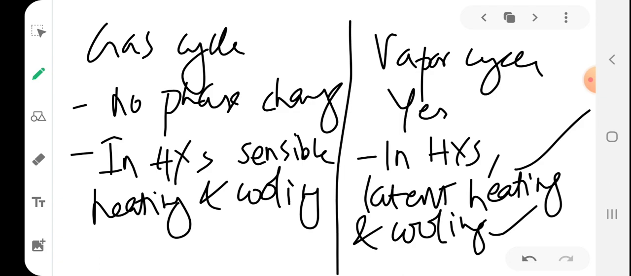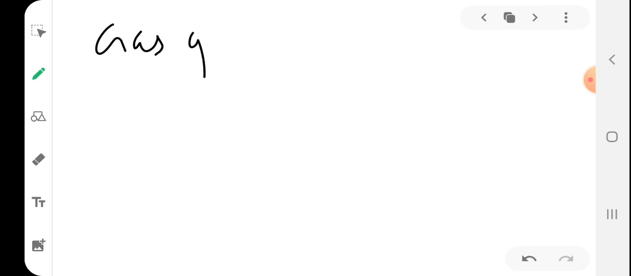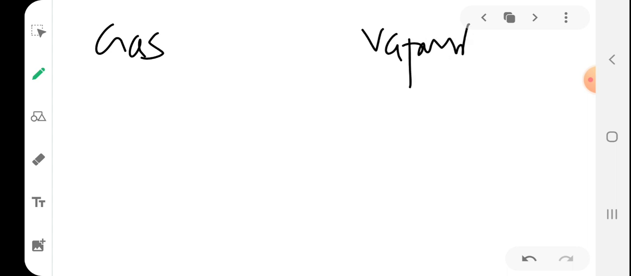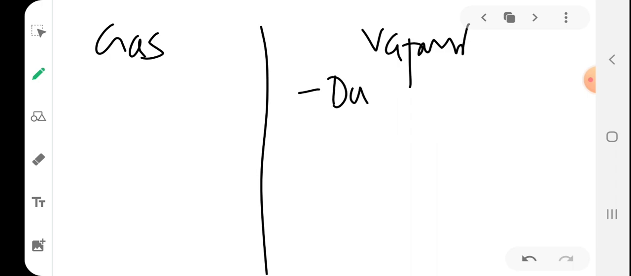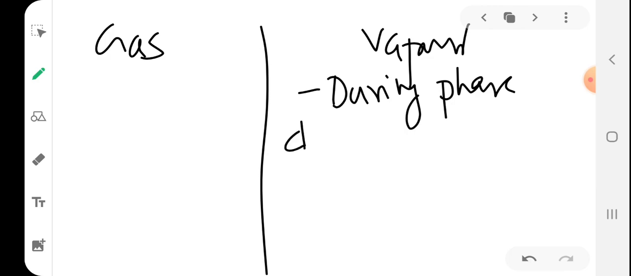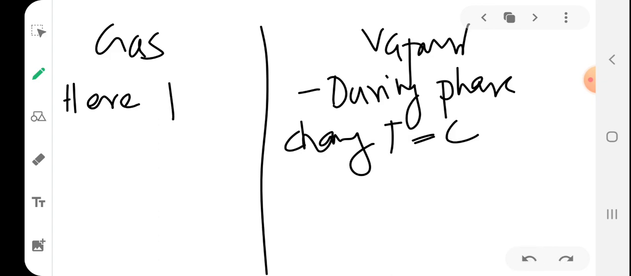If the refrigerant is a pure substance, then its temperature remains constant during its phase change process, right? You know those basics because you have already studied them in thermodynamics. So in the case of phase change in the vapor cycle, T equals constant. Here in the gas cycle, T varies, right? Temperature varies.